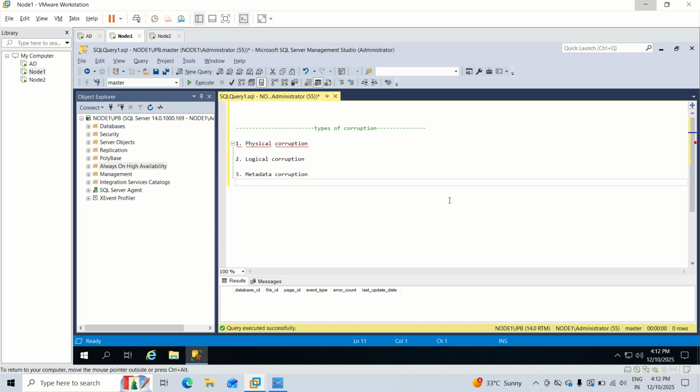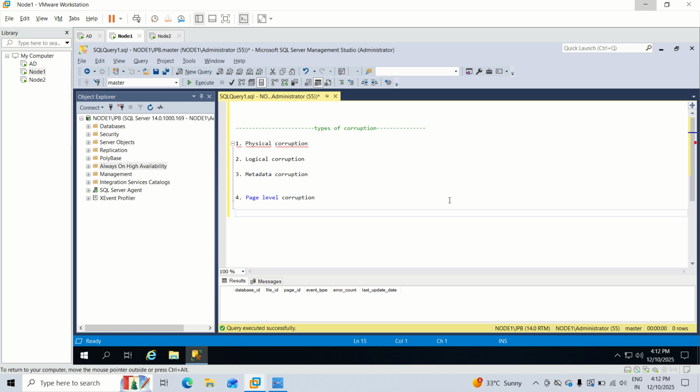Next corruption is page level corruption. This is the most common corruption type. SQL Server stores data in 8 KB pages. If a page becomes unreadable, page level corruption happens.